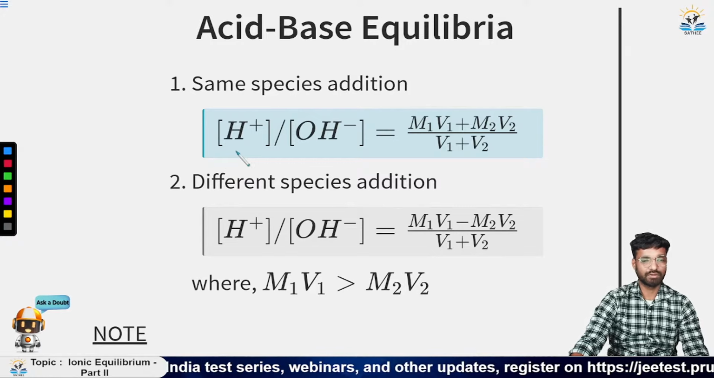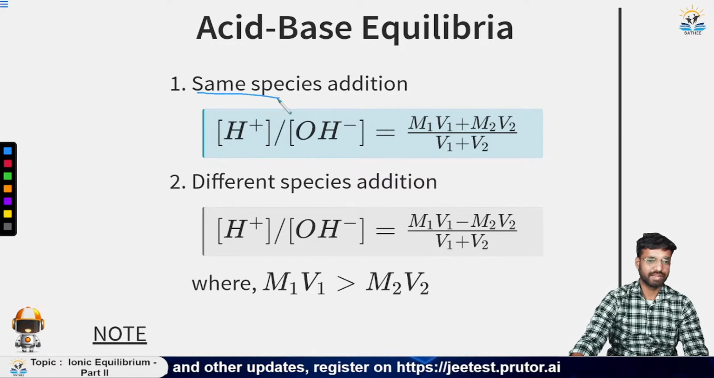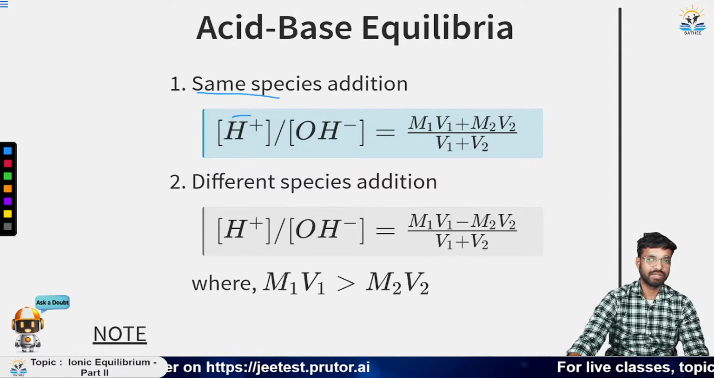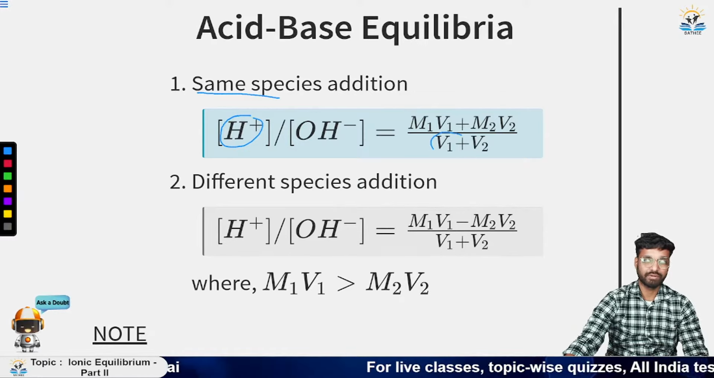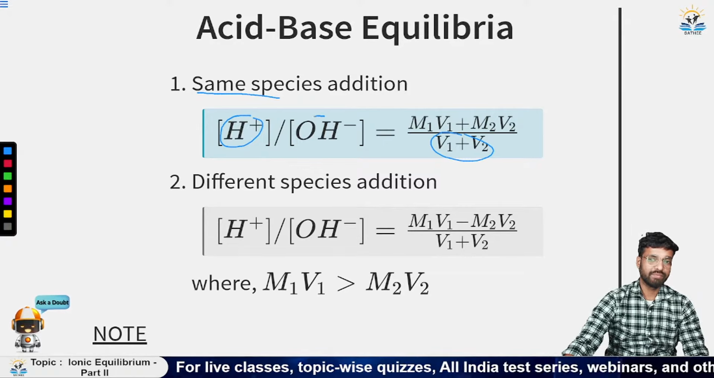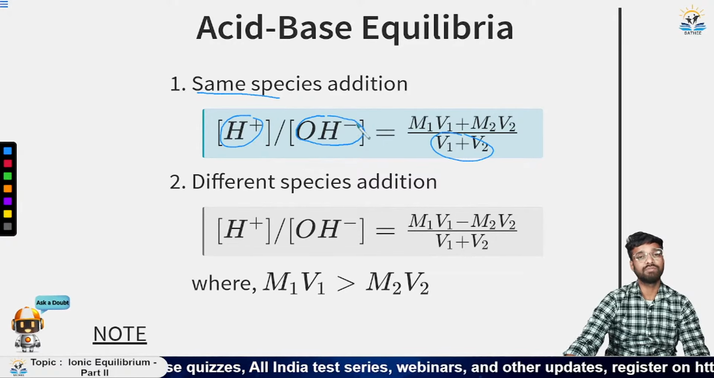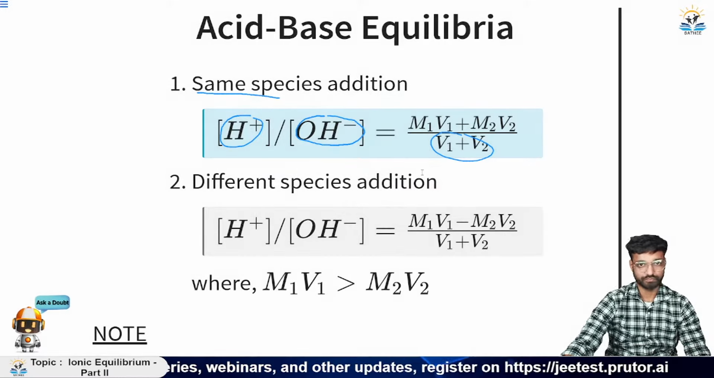The first one is about reacting the same species. Suppose we are reacting two acids or two bases. If we are reacting two acids, then we will get H plus as M1V1 plus M2V2 by V1 plus V2. And if we are reacting base and base, whether weak base or strong base, then it would be M1V1 plus M2V2 by V1 plus V2.